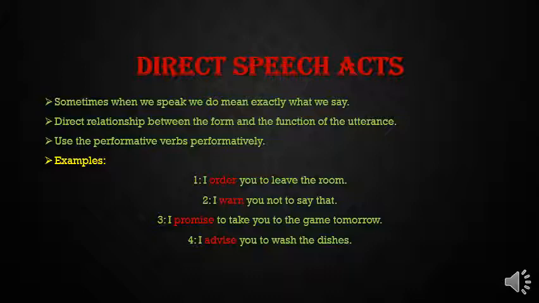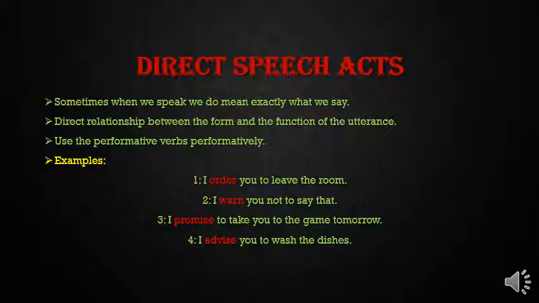The speaker can choose to make his intended meaning explicit or to state it indirectly. Sometimes, when we speak, we do mean exactly what we say. An utterance is seen as a direct speech act when there is a direct relationship between the form and the function of the utterance. To make direct speech acts, we create a direct association between sentence forms and speech acts, and for this purpose, we use performative verbs performatively.